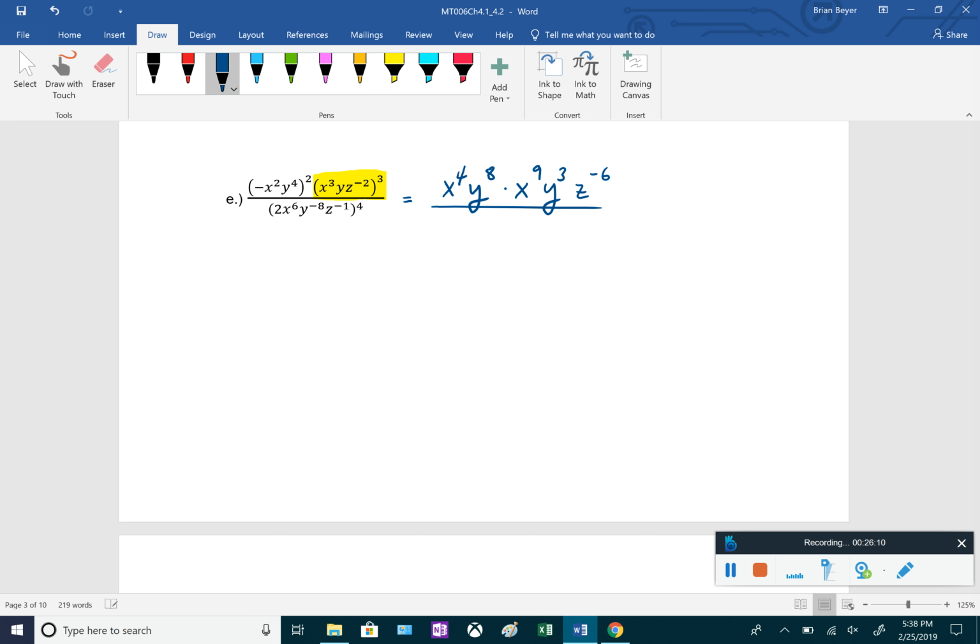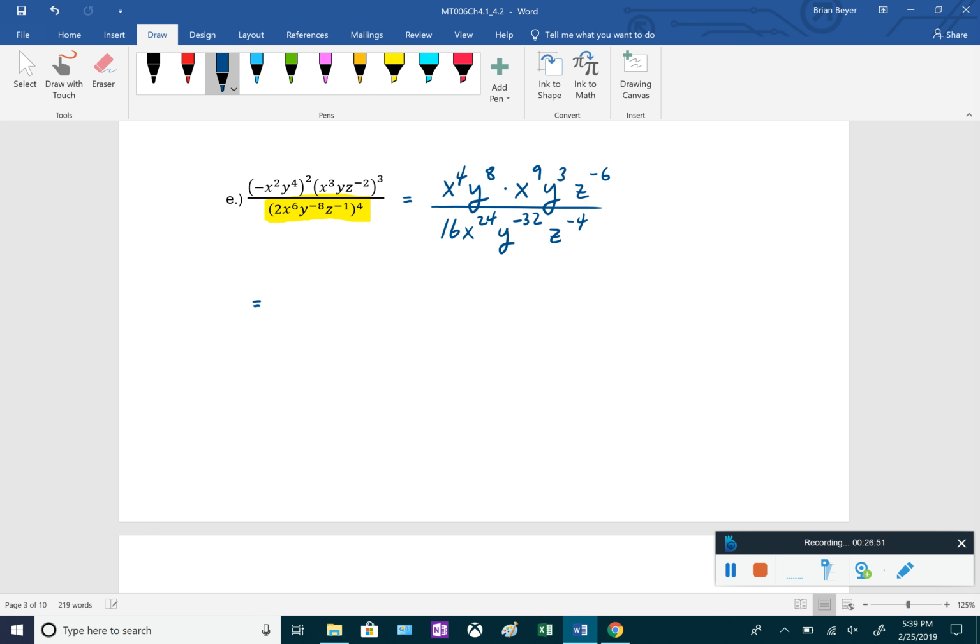And then in that denominator, everything is raised to the 4th. So I'm going to give every factor that power of 4. 2 to the 4th is 16. X to the 6th to the 4th, power to a power, we multiply. 6 times 4 is 24. Y to the -8th to the 4th is y to the -32, multiplied -8 times 4. Z to the -1 to the 4th, we multiply -1 times 4, we get -4. So that denominator is almost kind of simplified.